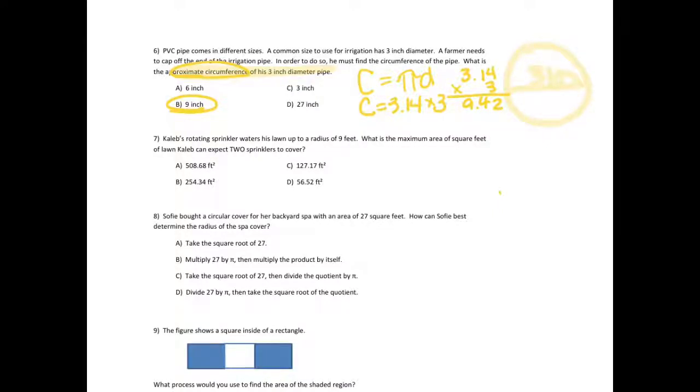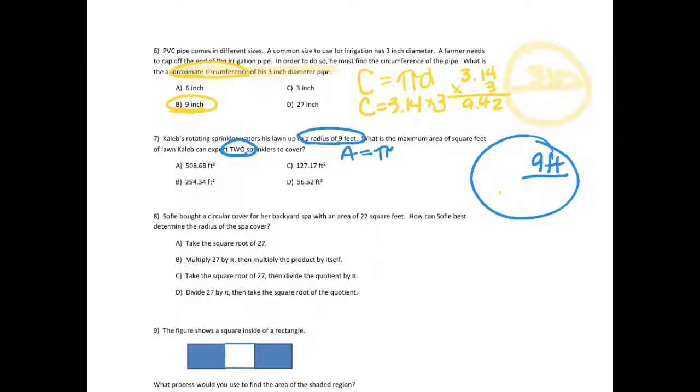Okay, number 7. Caleb's rotating sprinkler waters his lawn up to a radius of 9 feet. What is the maximum area in square feet of lawn Caleb can expect 2 sprinklers to cover? Okay, so we have to find the area of the first sprinkler first. So we do this, and then whatever we get, we're going to multiply it by 2.